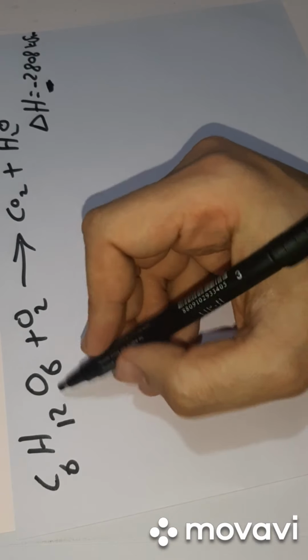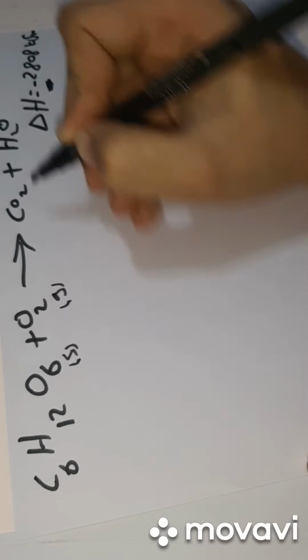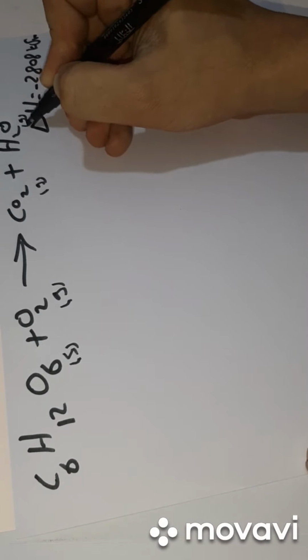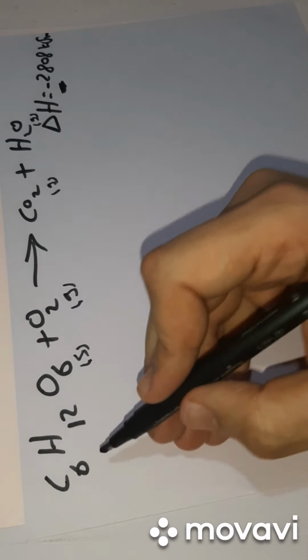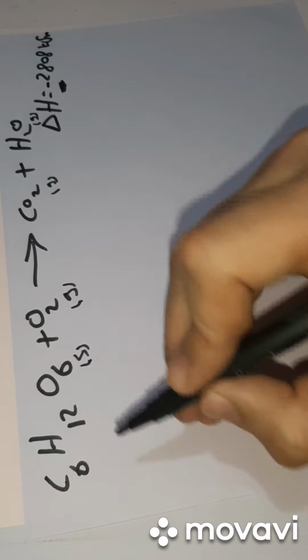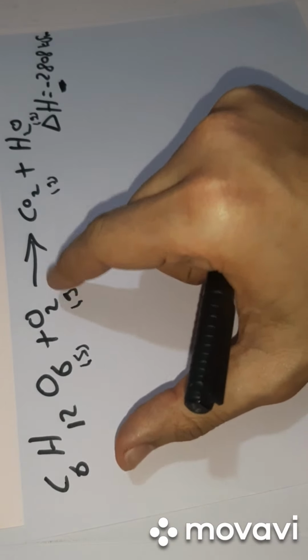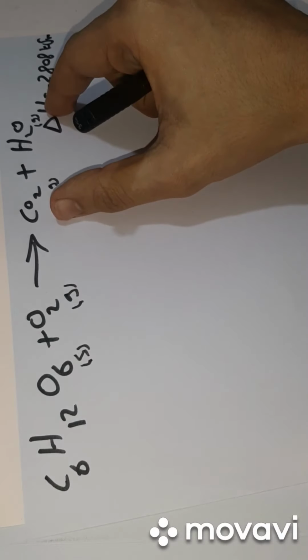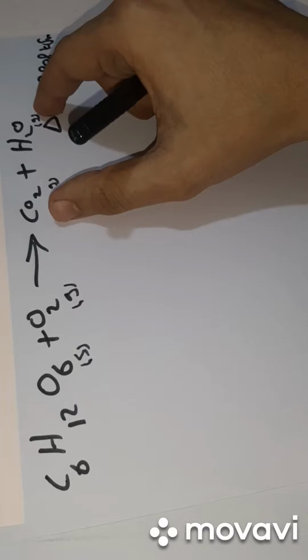I have to write the physical state right now. So glucose solid, oxygen gas, carbon dioxide gas, water vapor is gas. Now, do you remember the balancing? Let's remember balancing together from the first term. Balancing means making the number of atoms in reactant equal to the number of atoms in product. Now we want to make the number of atoms in reactant here equal to the number of atoms in product here.